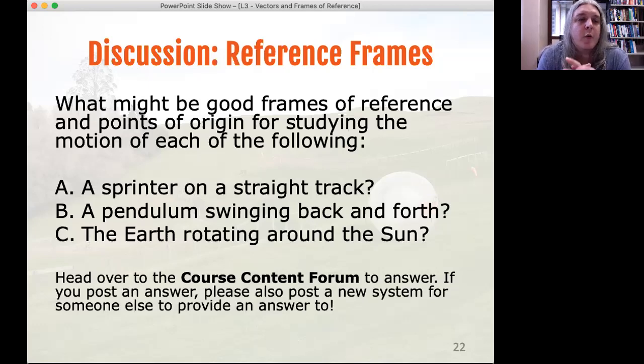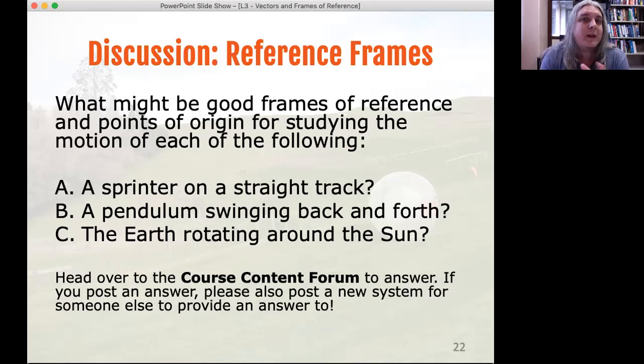So the question is, what's a good frame of reference and point of origin for studying the motion of each of the following? So what is a good frame of reference and what is a good point of origin? So do head over to the forum and answer one of those. If those have already been answered, then please answer one of the other questions.